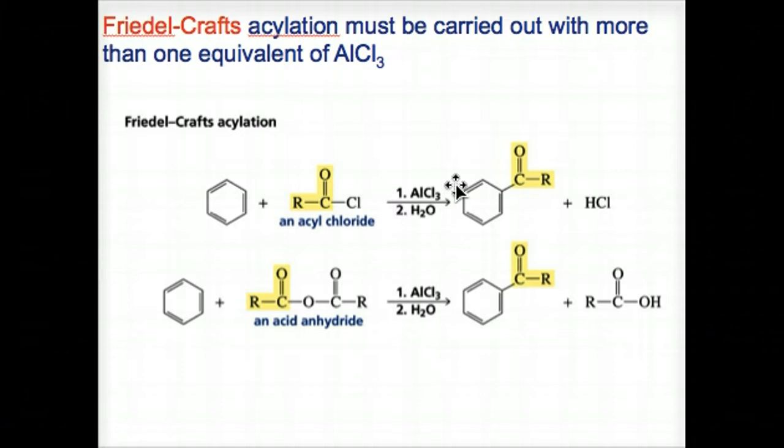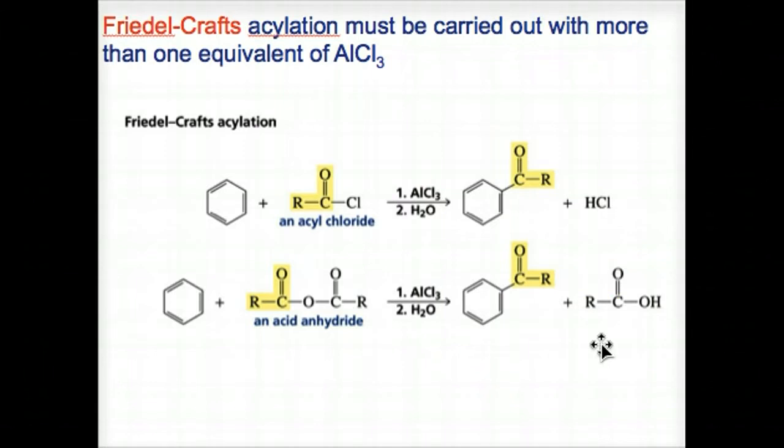Friedel-Crafts acylation. This is also an electrophilic substitution reaction of benzene. Friedel-Crafts acylation places an acyl group on a benzene ring, and a Friedel-Crafts alkylation places an alkyl group on a benzene ring. So we have acylation here, and we have alkylation illustrated actually on the next slide.